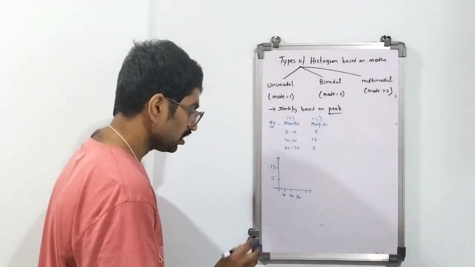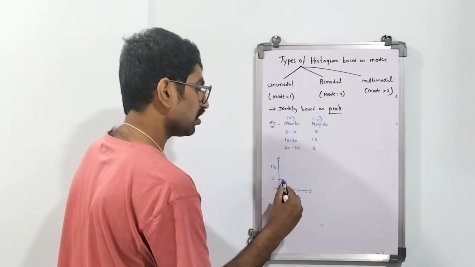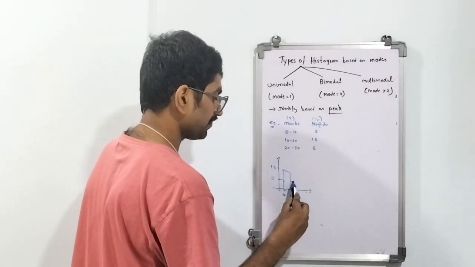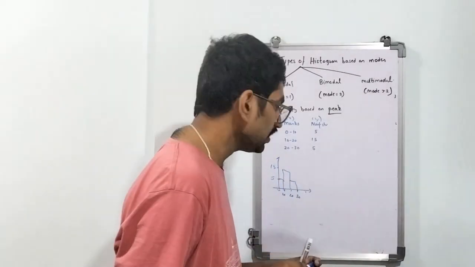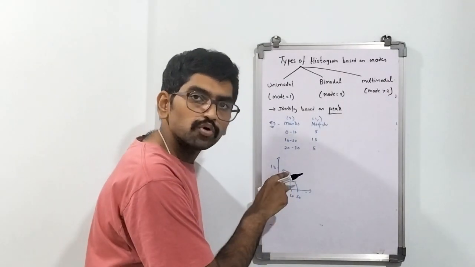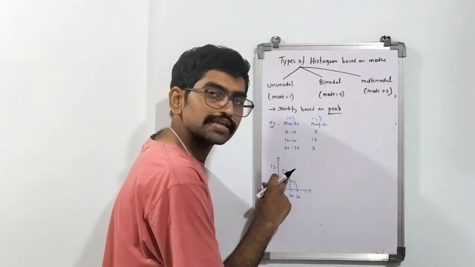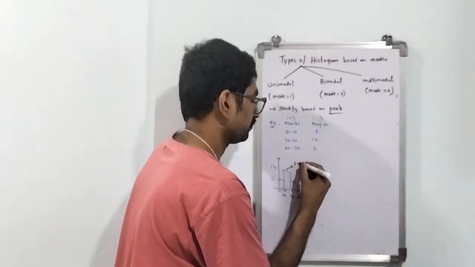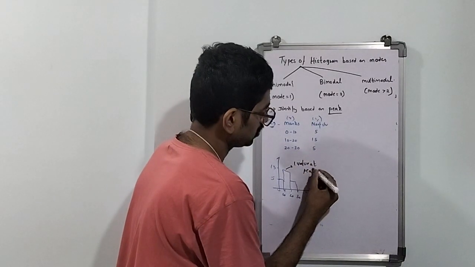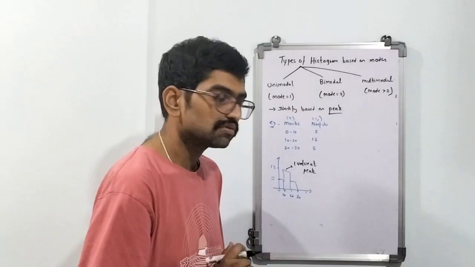Now if you see here, 0 to 10 means how many? 5 you got. 10 to 20 means 15 you got. 20 to 30 how many? 5. So now you see that only one particular mode is coming to you. Only one particular peak is there. So how many values are there at the peak? Only one value at peak. So when one value is at peak, it is said to be unimodal.